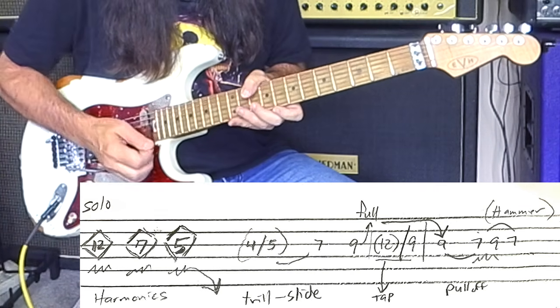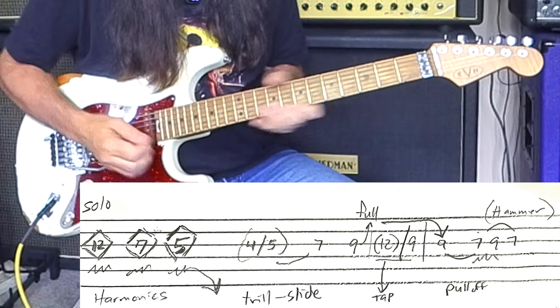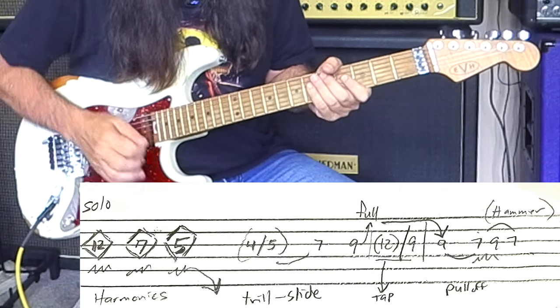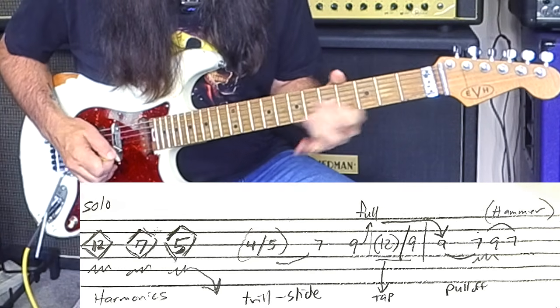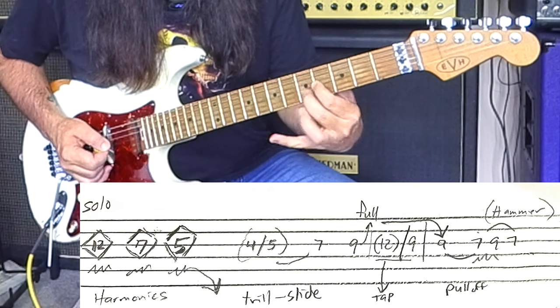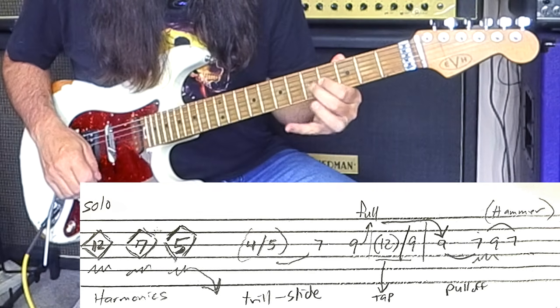So, segment 1. And then he does this. So I'm on the G string. I'm going to trill on 4 and 5, and then slide up to the 7th fret on the G string.